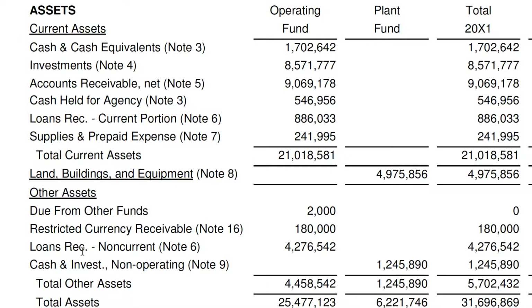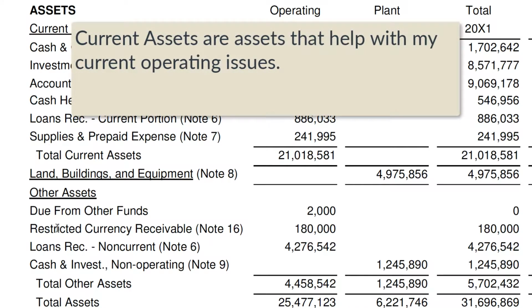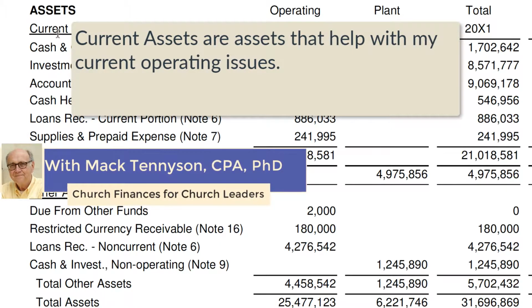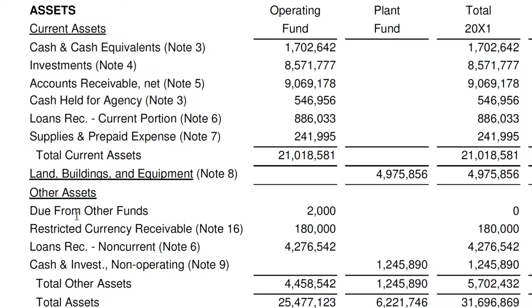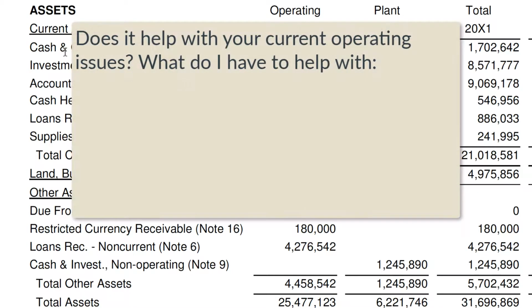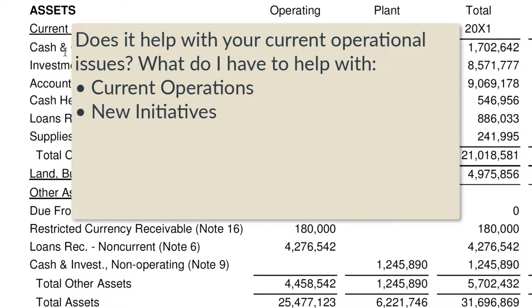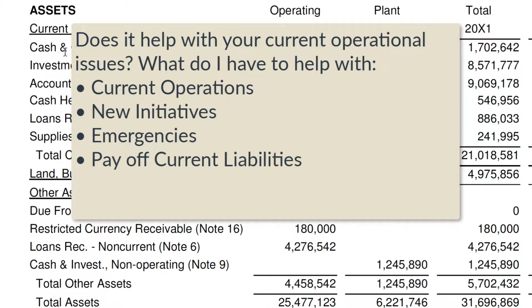Current assets are things that are available to help solve your current operational issues. Let me explain what current assets are. What do I have now to help me with my current operations? What do I have right now to help me with my new initiatives? What do I have right now if there's an emergency? Or what do I have right now to pay off my currently arising debts? So to run through it quick, current assets are assets that are available for my current issues. That is my current operations, my current initiatives, current emergencies, and current debts.